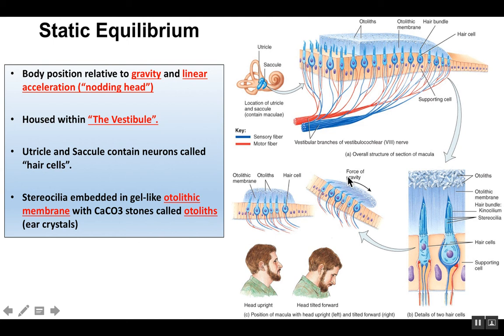As gravity changes, that force of gravity changes the position of the otolithic membrane. As the otolithic membrane changes, it stimulates the neurons, and that information is transmitted to the brain in order to help you balance. So we have static equilibrium, which monitors changes in gravity. The structures are housed in the vestibule, which are known as the utricle and saccule, and this involves shifting of the otolithic membrane.